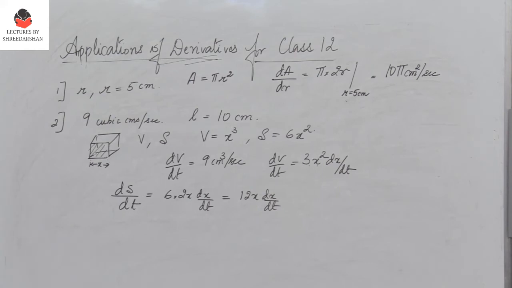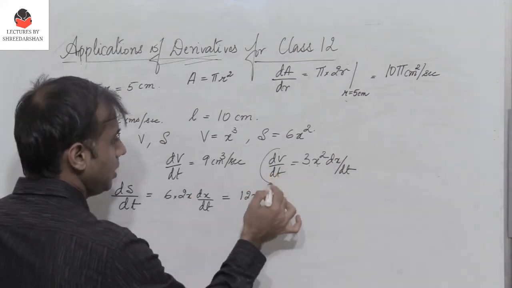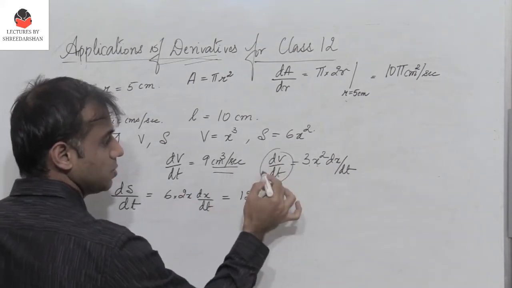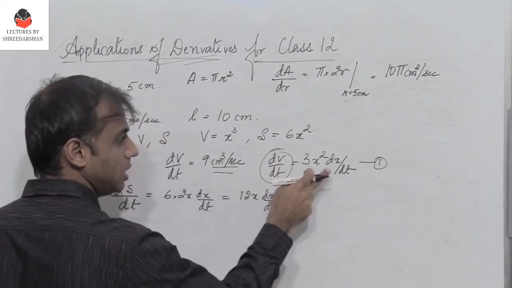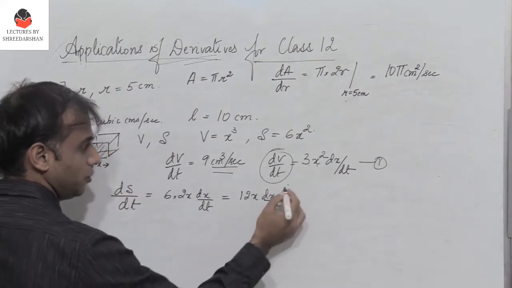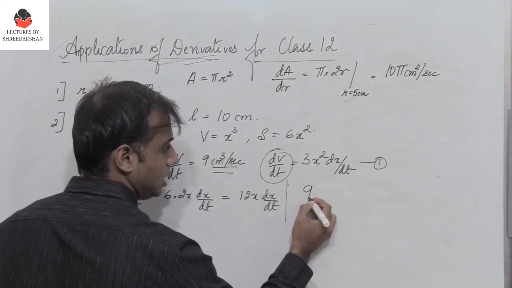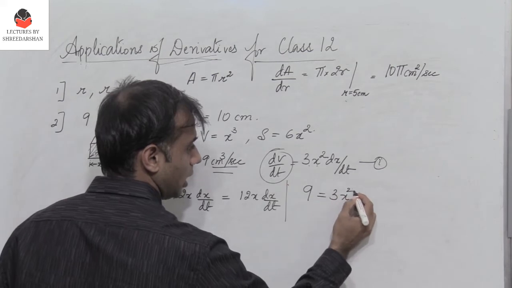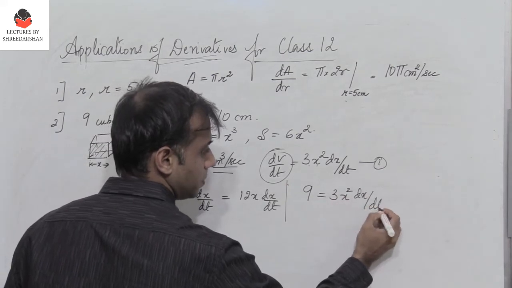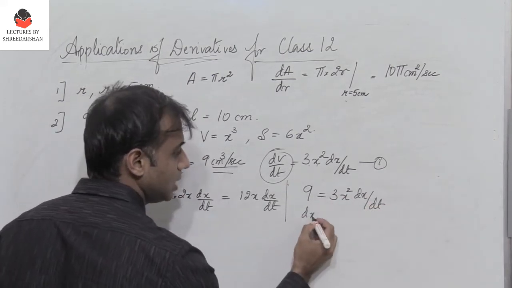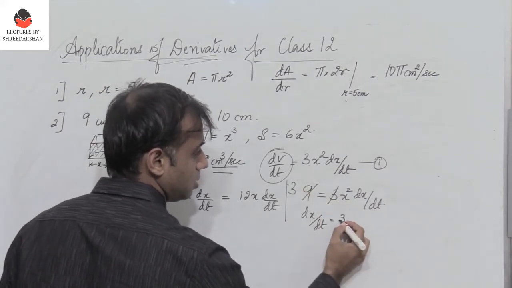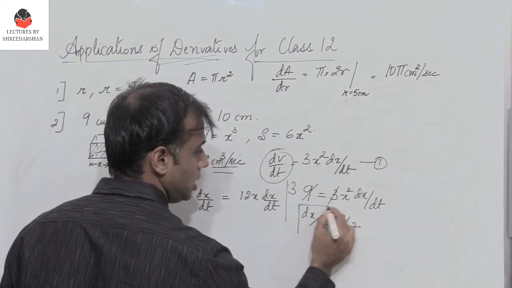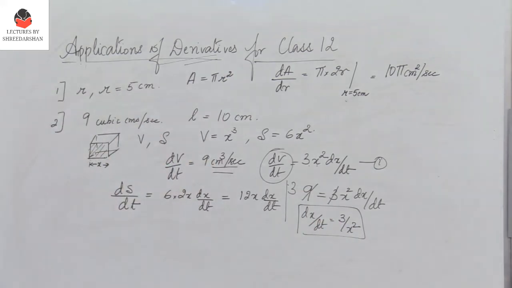Now we know that dV by dt is 9. So in equation 1 I can substitute dV by dt equal to 9. Therefore, 9 equals 3x squared dx by dt. So what is dx by dt? I get 3 by x squared.